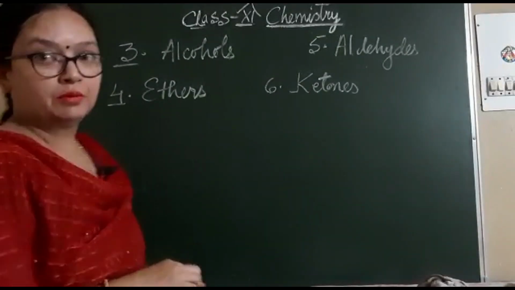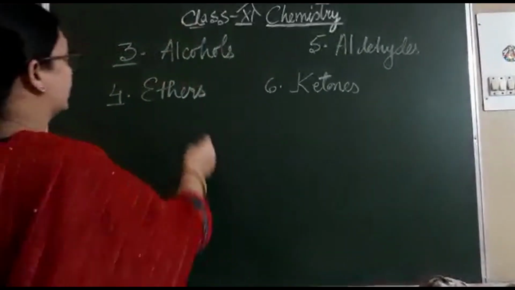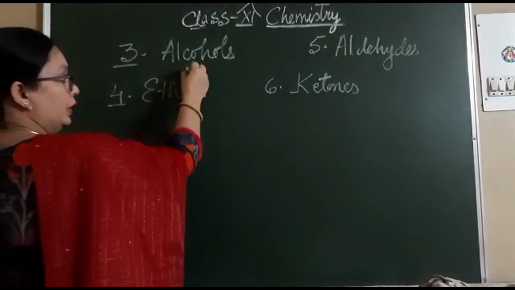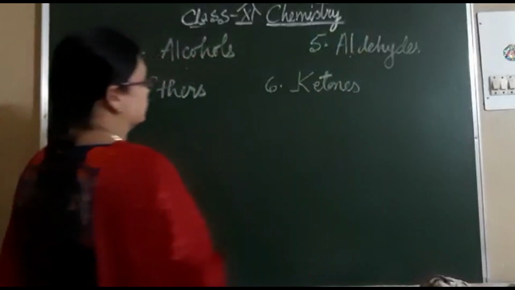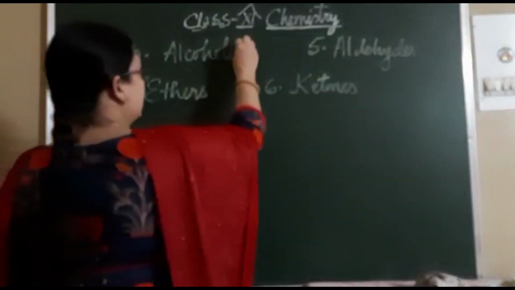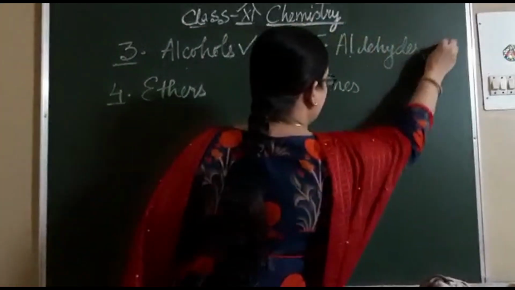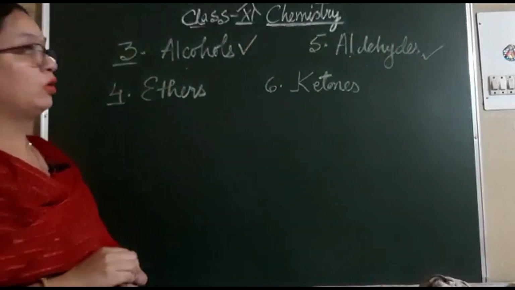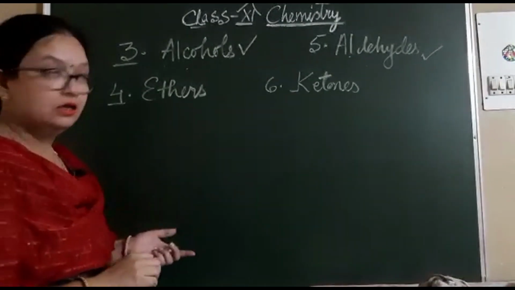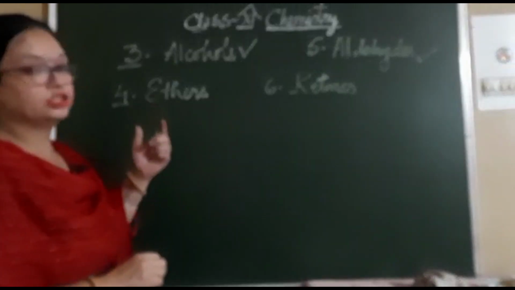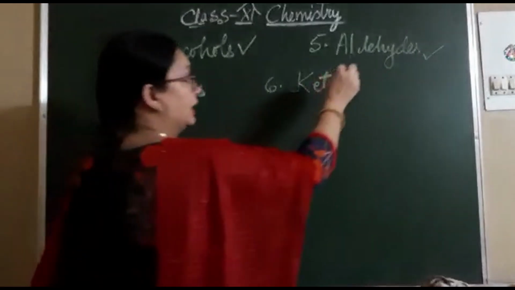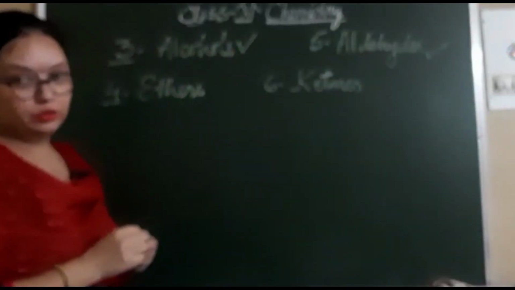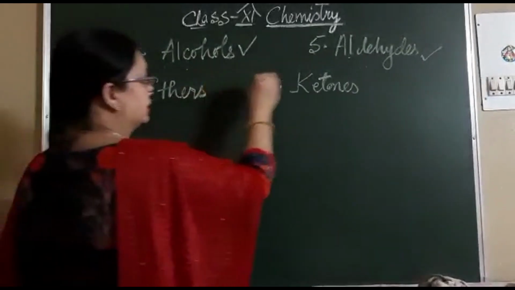Now let us see some other nomenclatures of the organic compounds of alcohols, then ethers, aldehydes and ketones. Out of this, the nomenclature of alcohols and aldehydes is very simple. I am not going to explain it here in detail. Only the superficial rules I will explain, and the table of the homologous series of alcohols and aldehydes you will find in the notes. It will help you. I will explain ethers and ketones.